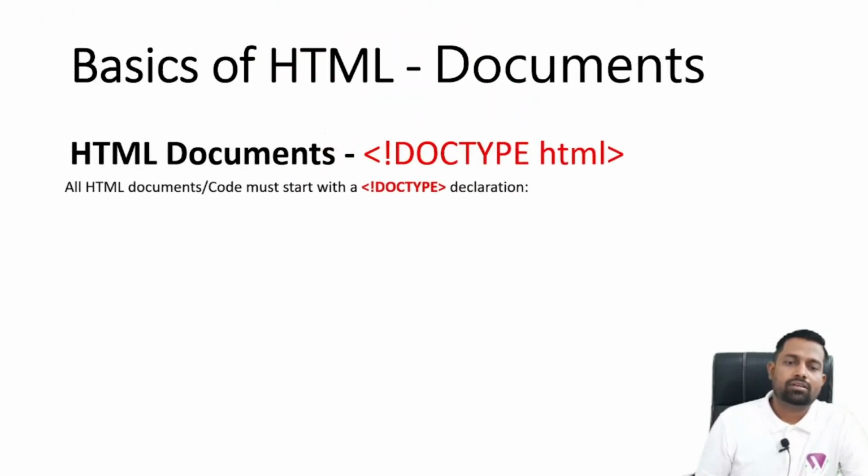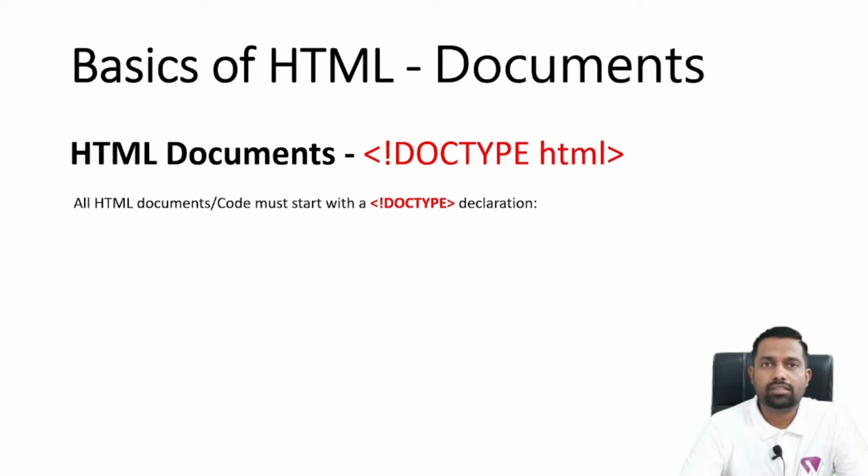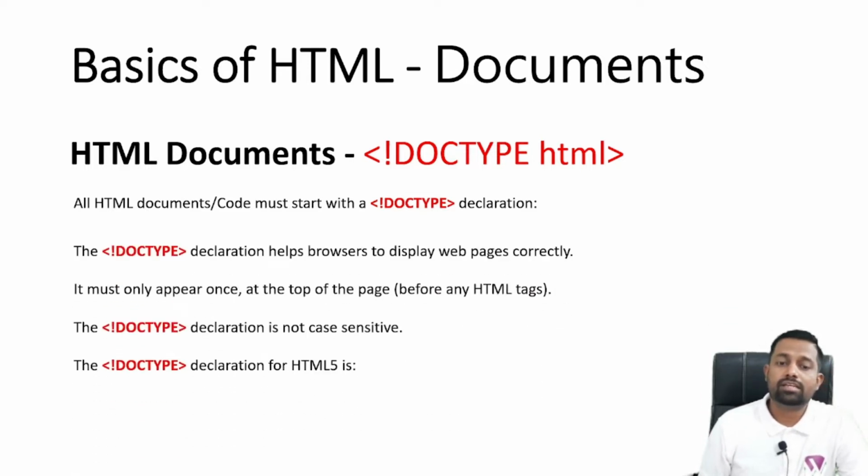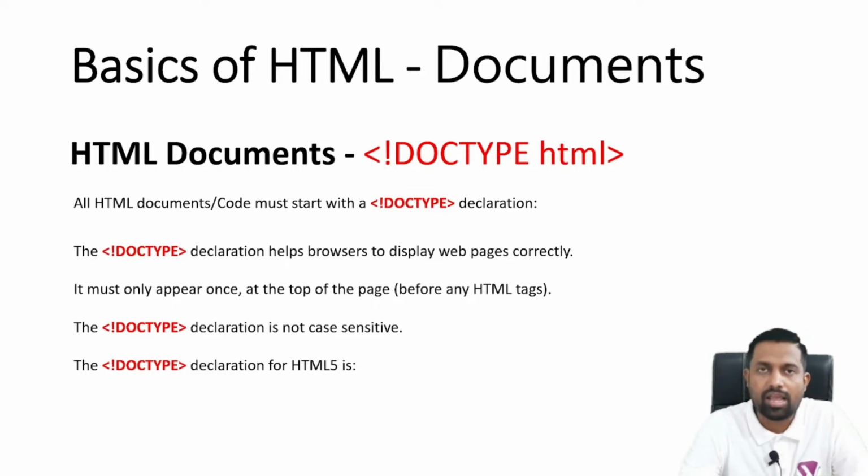As you see, once we start writing HTML code, we have to follow some rules. What are those rules? First, you have to write the doctype HTML. This is the first code you have to write in your editor if you are going to start HTML code. As I write here also, all HTML documents or code must start with a doctype declaration. The doctype declaration helps the browser to display the web page correctly. So if you miss this doctype, what happens? It will not show the page correctly.